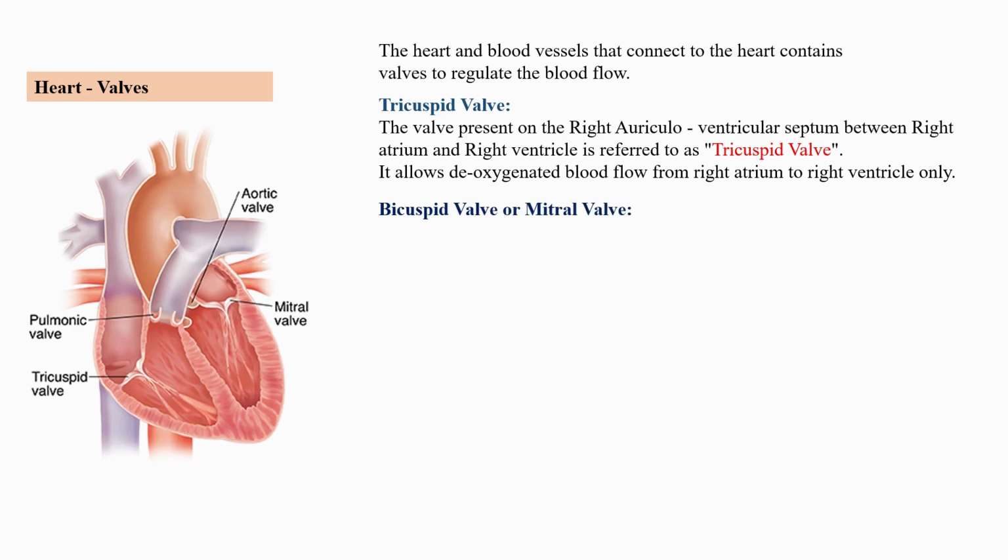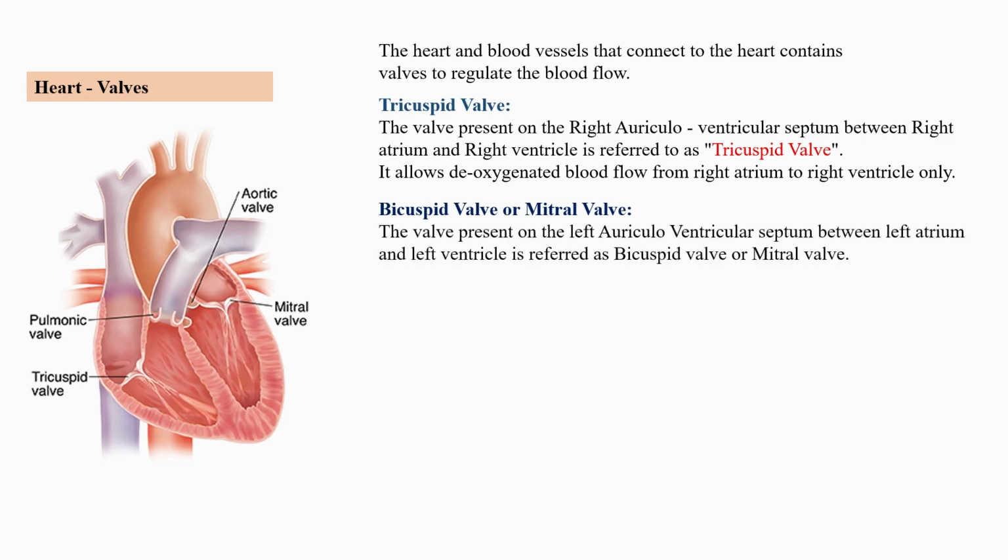Bicuspid valve or mitral valve. The valve present on the left auriculoventricular septum between the left atrium and left ventricle is referred to as the bicuspid valve or mitral valve. It allows oxygenated blood from the left atrium to the left ventricle only.